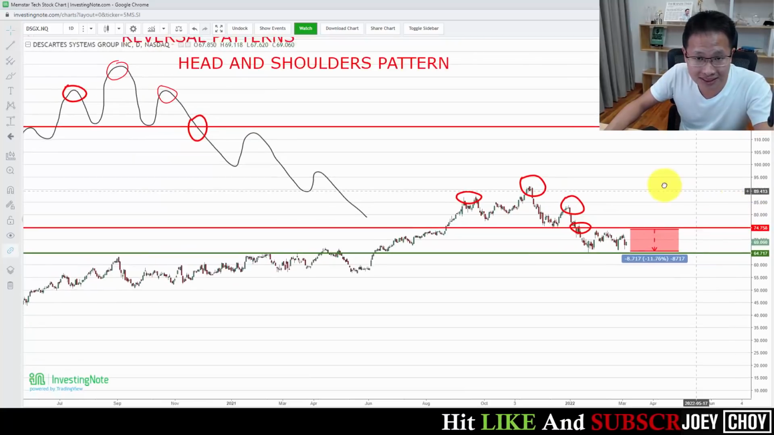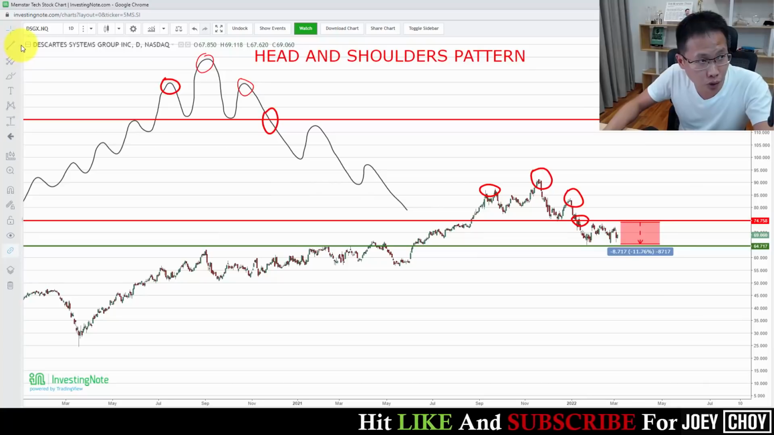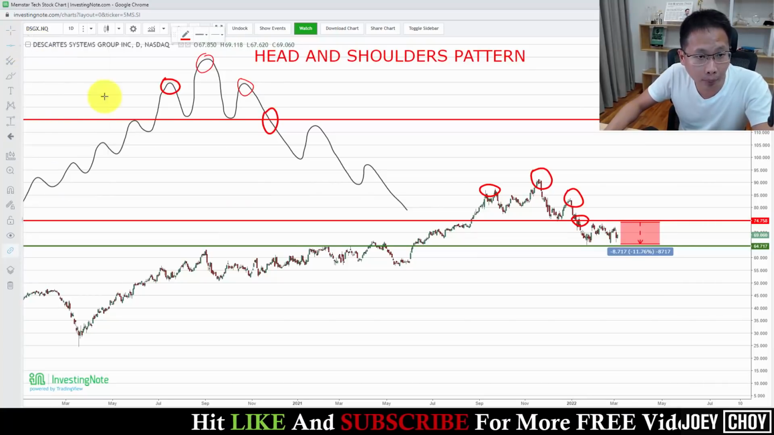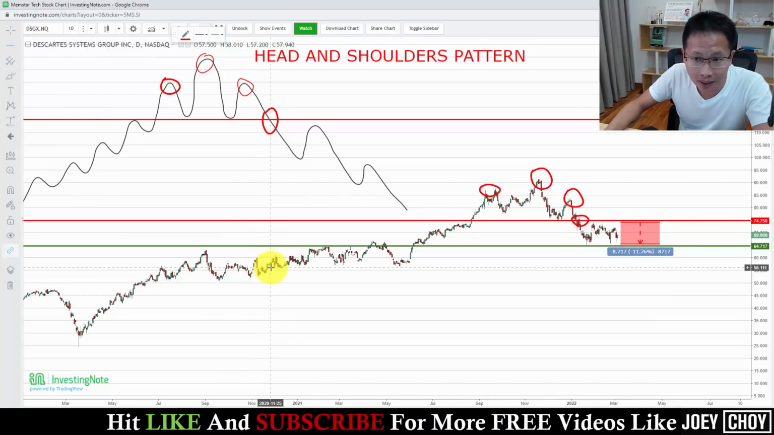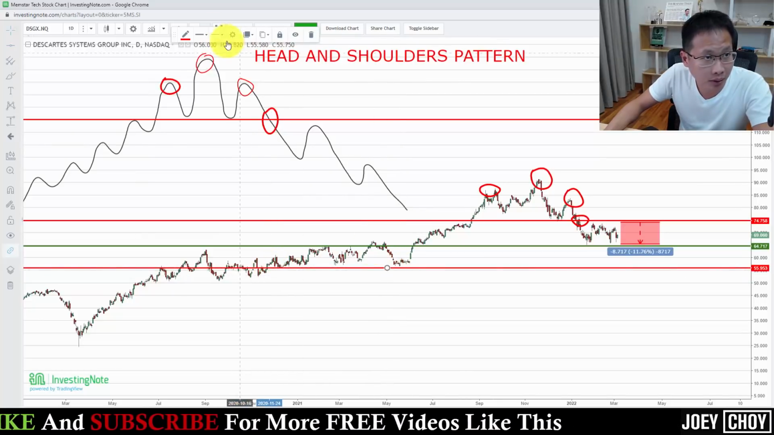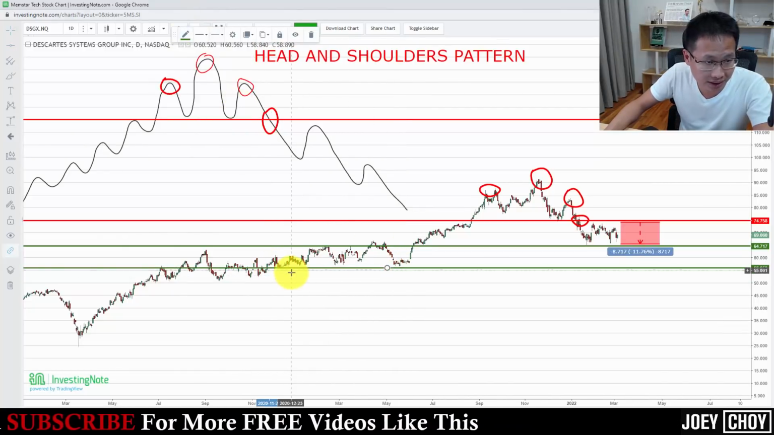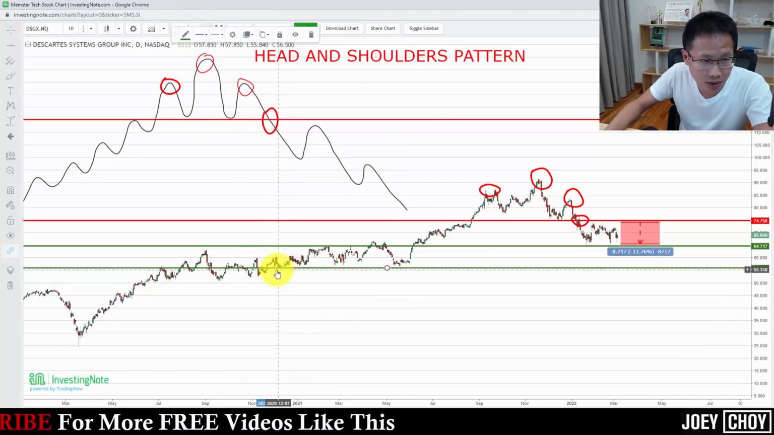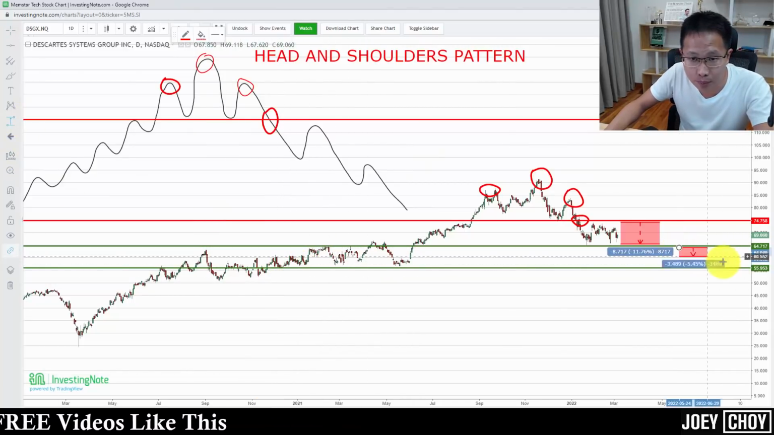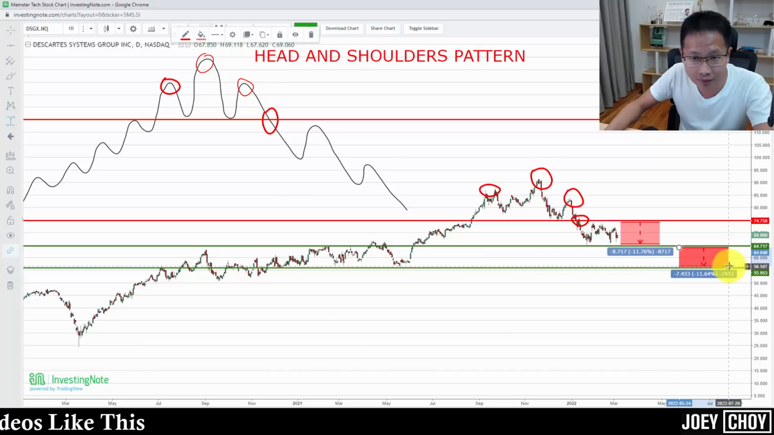So if we do break this 65 level, just to give you a little bit of understanding, we can draw another support line right here, maybe around that 55 to 56 level. You can see right here, this is a little bit of support. Let's put it in green. You see it has been holding in 2020, rebounded a couple of times. So that could be the new downside if we break that 65 support level.